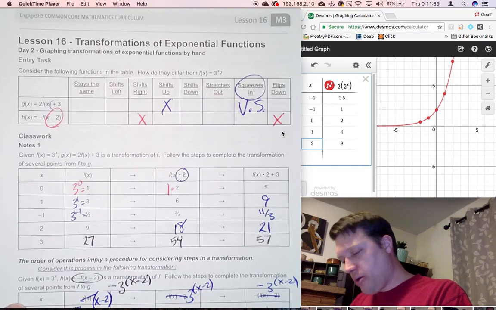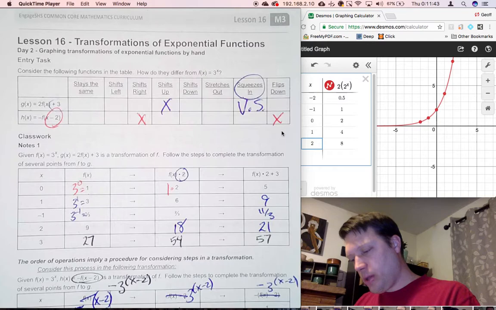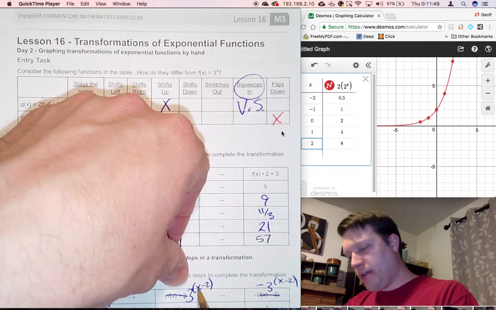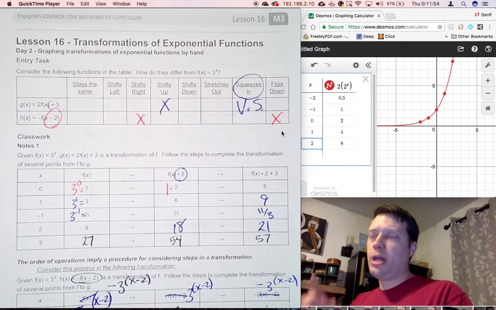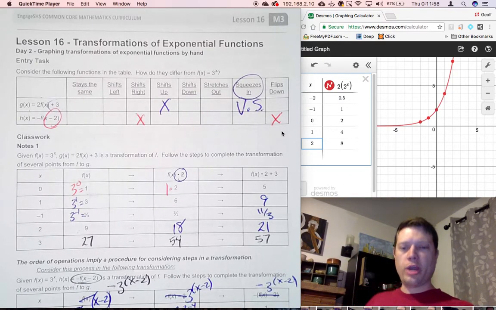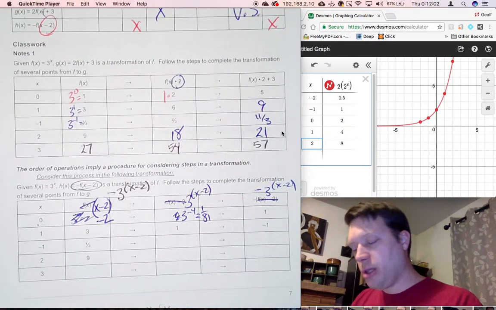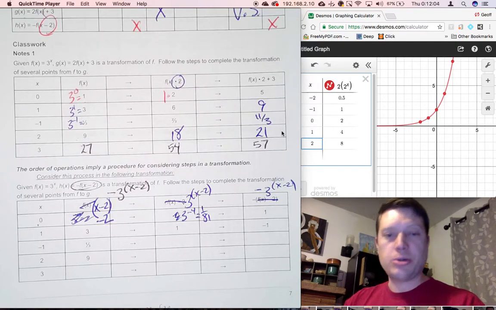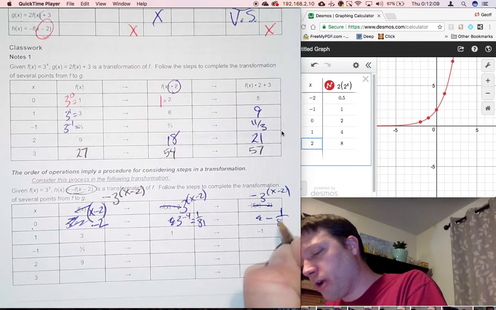So 0 goes to negative 2. And then 3 to the negative 2 minus 2. So that means 3 to the negative 4. 3 to the negative 4 is 1 over 81. And then the last part is make that answer negative. So we're attributing the negative at the very end. So negative 1 over 81.